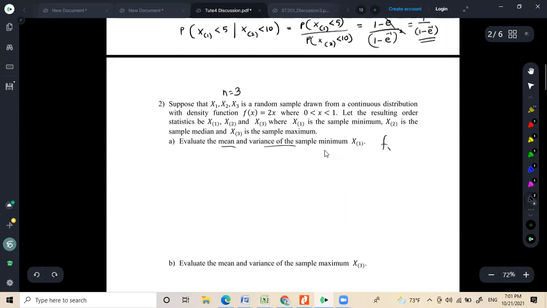We know that fx is 2x. I think this is the one in the exam paper, right? Anyway, we already did it actually.